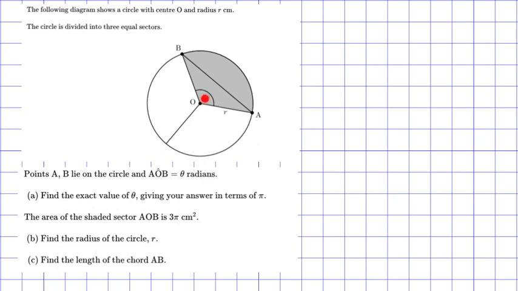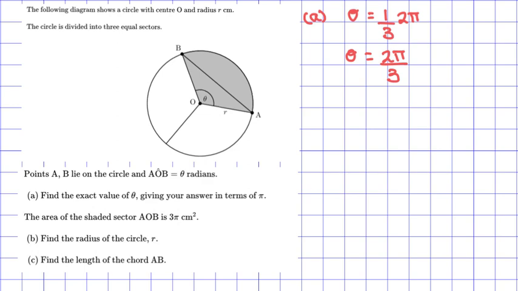So the angle at the middle, theta, is 1/3 of the total angle at the center. Well, we know that the angle at the center is 360 degrees, which is equal to 2 pi radians. So therefore, theta is equal to 1/3 of 2 pi. So theta is equal to 2 pi over 3 radians.